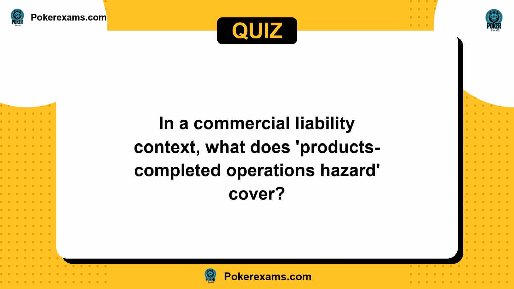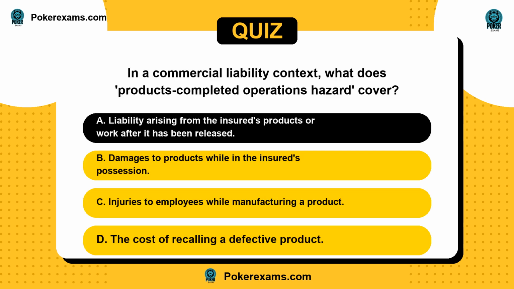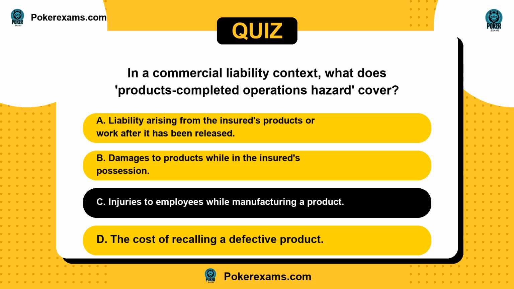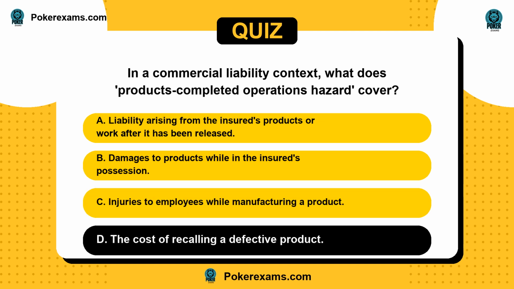Next question. In a commercial liability context, what does products completed operations hazard cover? Is it A, liability arising from the insured's products or work after it has been released? Or B, damages to products while in the insured's possession? C, injuries to employees while manufacturing a product? Or D, the cost of recalling a defective product?